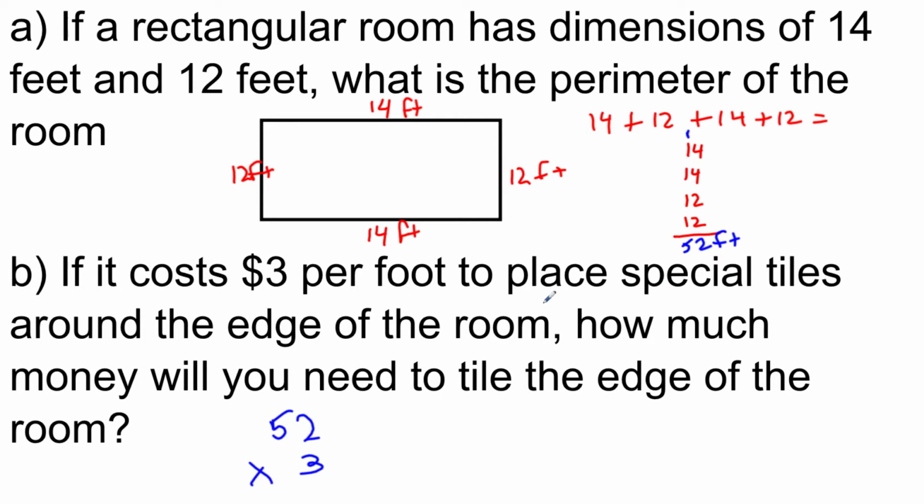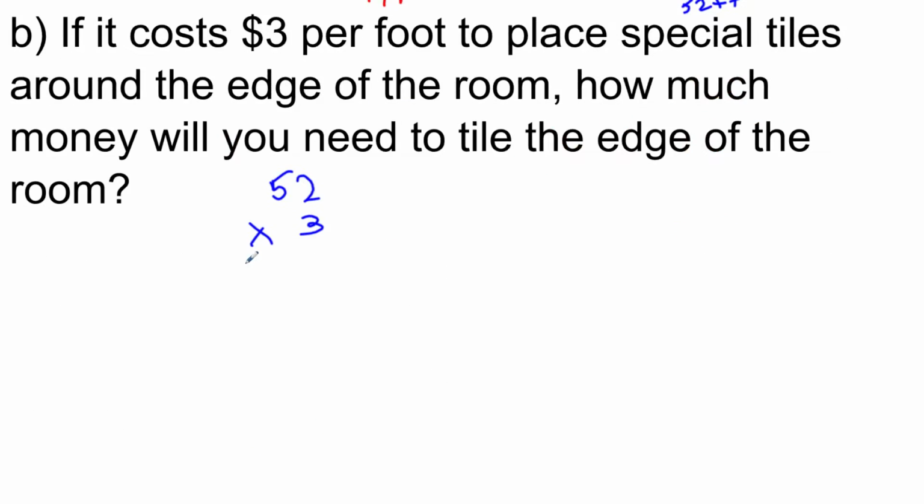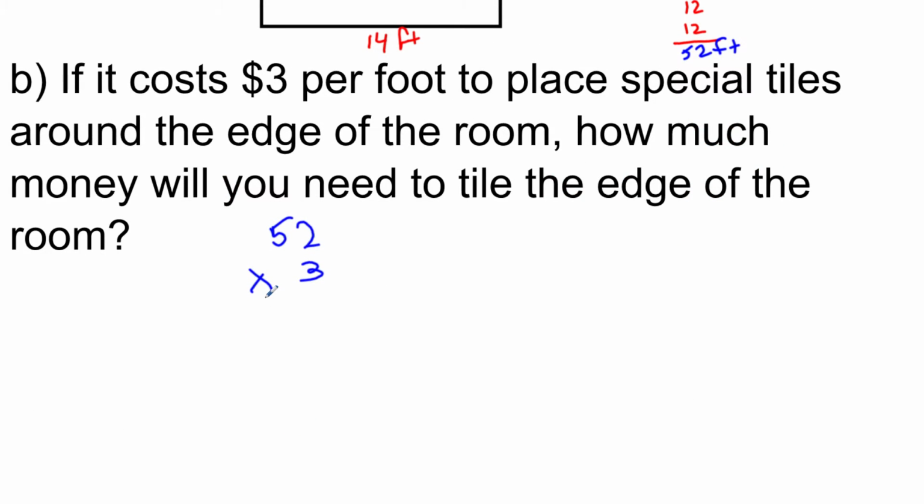Okay? So what we're going to do is we're going to say that 52 times 3 is the same as adding together $3, 52 times. So I can use multiplication instead of having to add together the number 3, 52 times. Okay? So if I multiply this, $3 for each of these 52 feet, I'm going to say 3 times 2 is 6, and 3 times 5 is 15. And so I would say that the total cost to put these special tiles around the perimeter of the room is exactly $156.